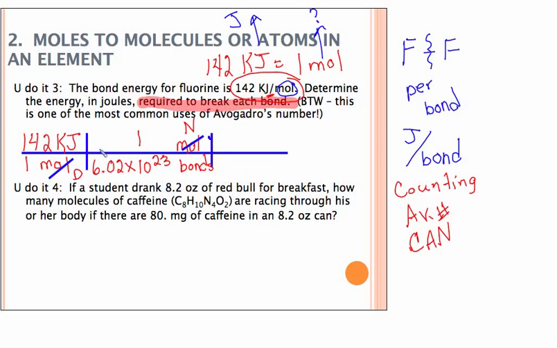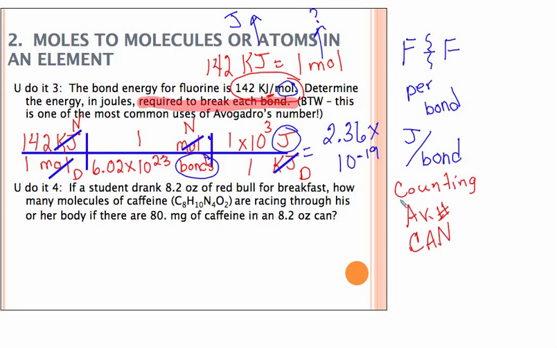So let's focus on that one. We have kilojoules in the numerator. To eliminate kilojoules, we'll put kilojoules in the denominator, joules in the top. For every 1 kilojoule, I have 1 times 10 to the 3rd joules. And now we always double check that our units are going to cancel. Kilojoules cancel. When all is said and done, I have joules per bond left in my answer. And that answer is 2 sig figs, 2.36 times 10 to the minus 19th joules per bond. So each one of these fluorine bonds would require that amount of energy.